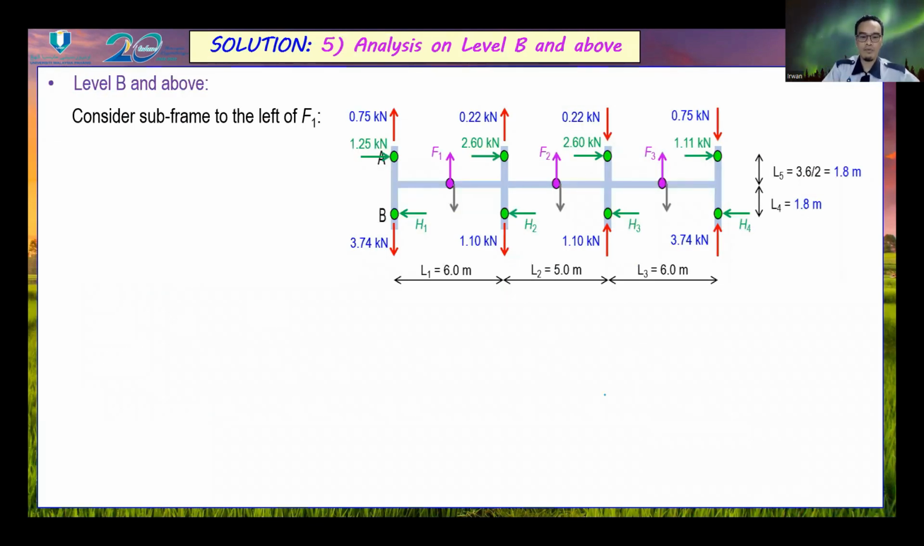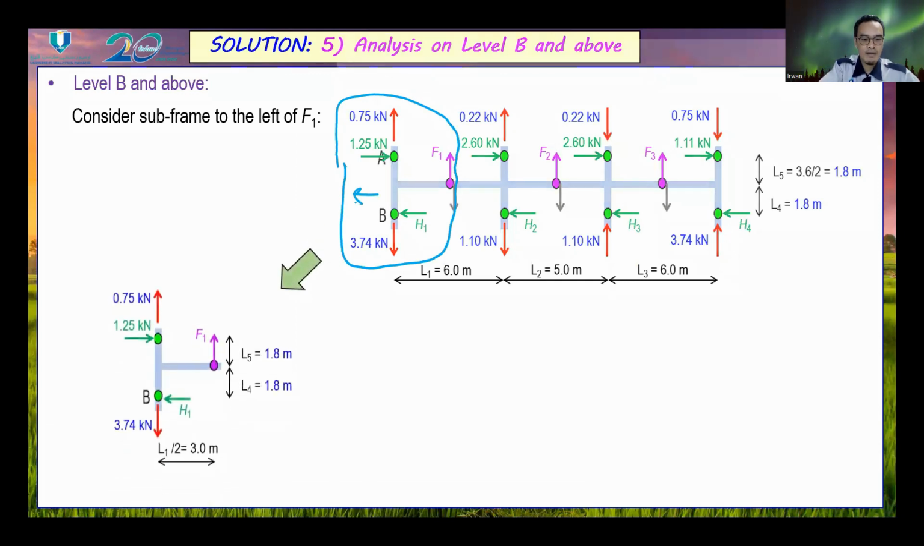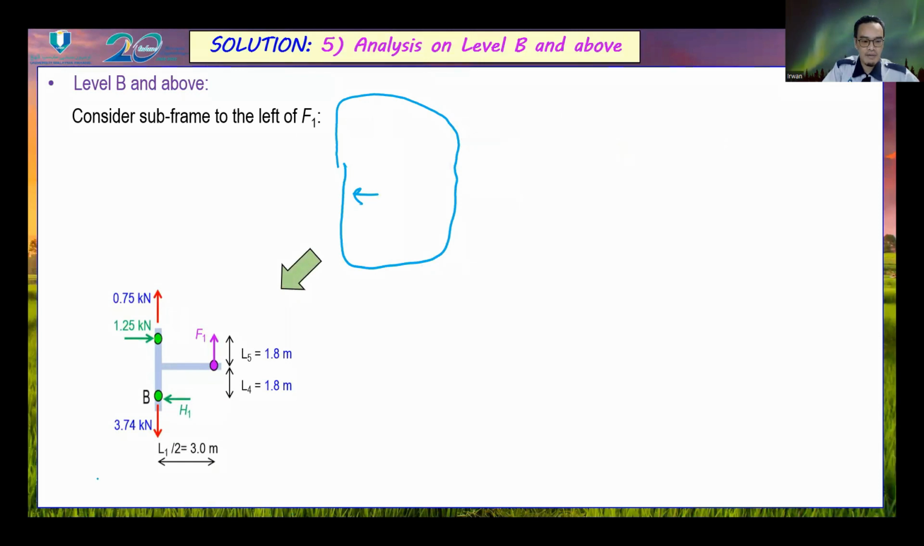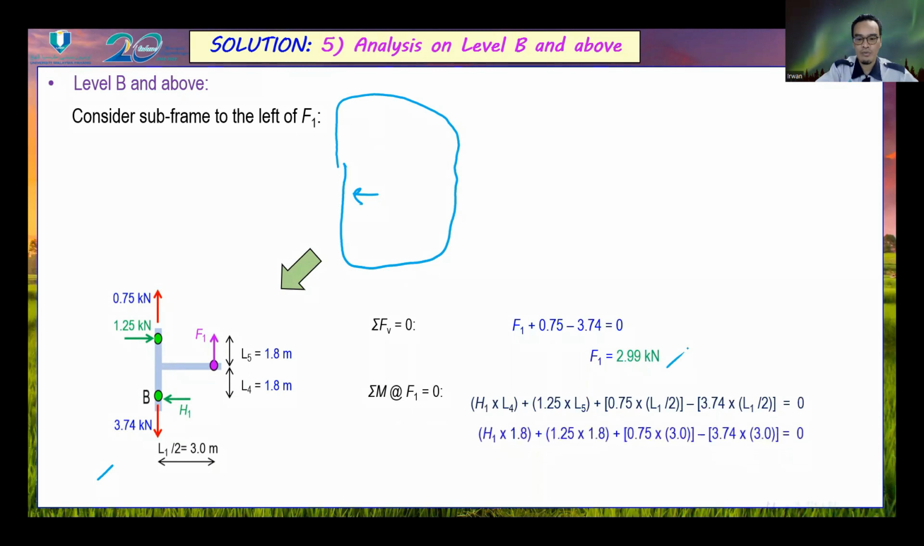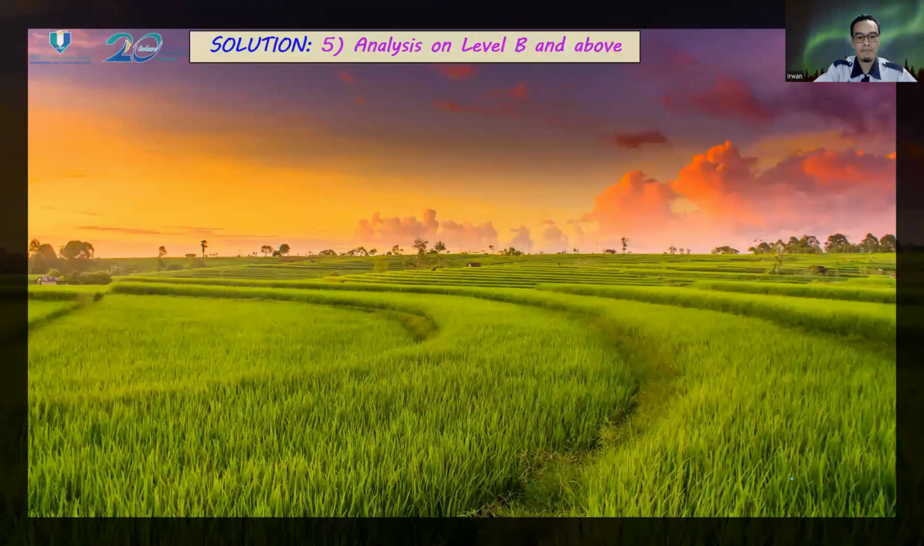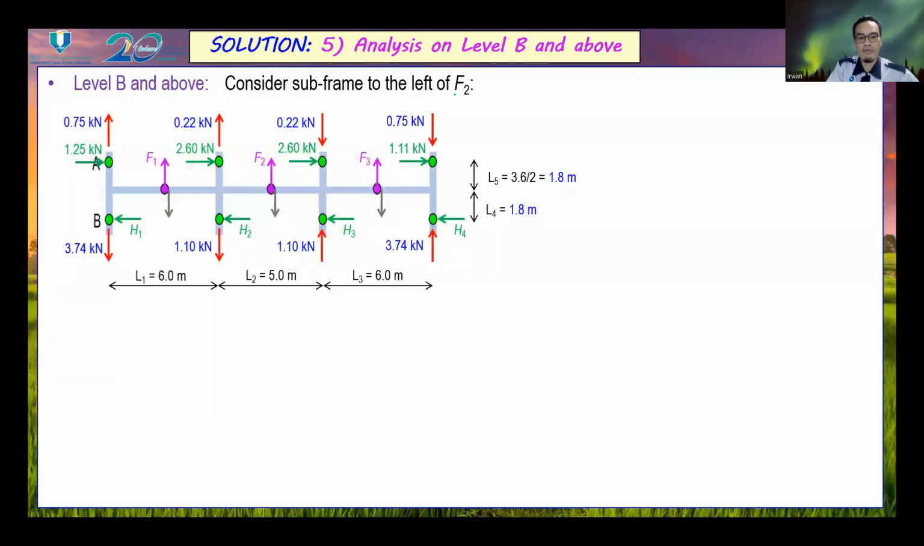As previously, we have to consider subframes. We extract out the subframe from F1 and to the left, so it will become like this. We consider this subframe only in the analysis. So we solve the equation of equilibrium. F1 is equal to 2.99 kilonewton, and H1 is equal to 3.73 kilonewton. Next, we consider the subframe to the left of F2.